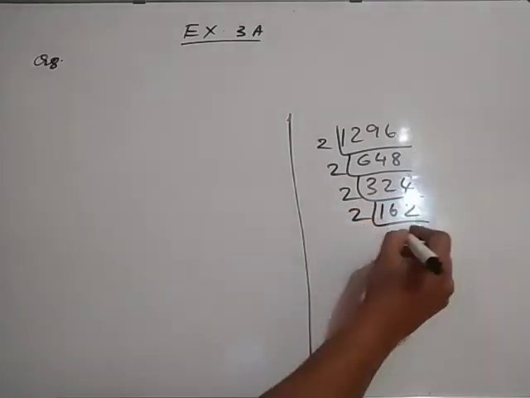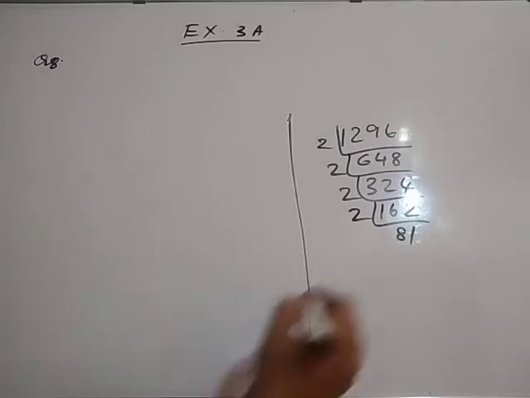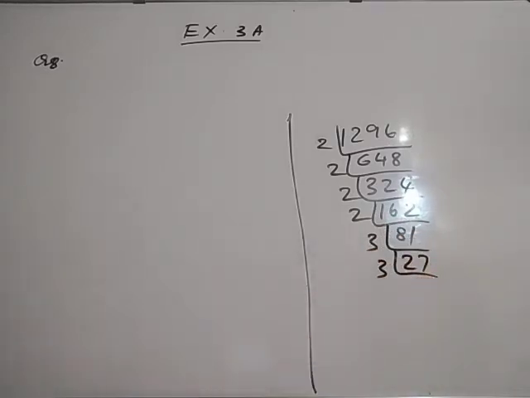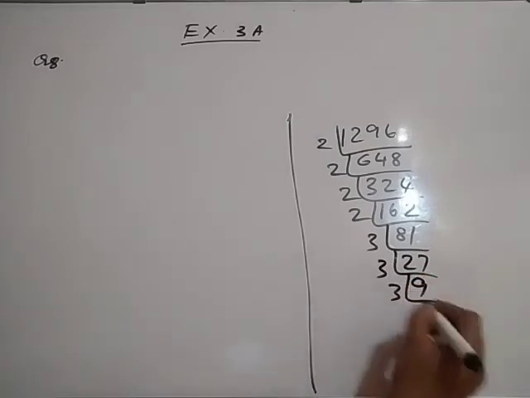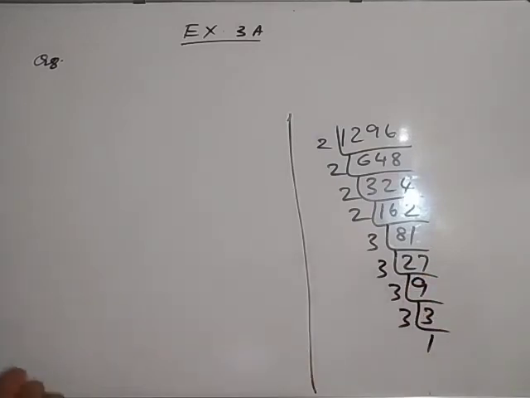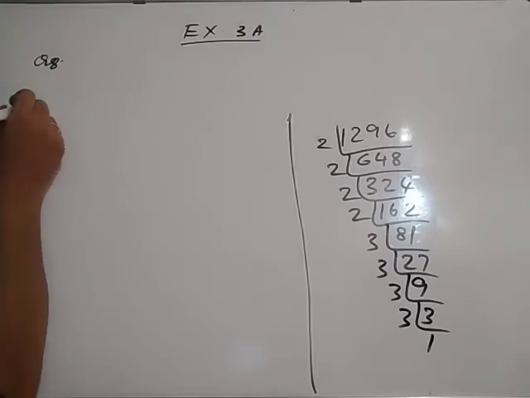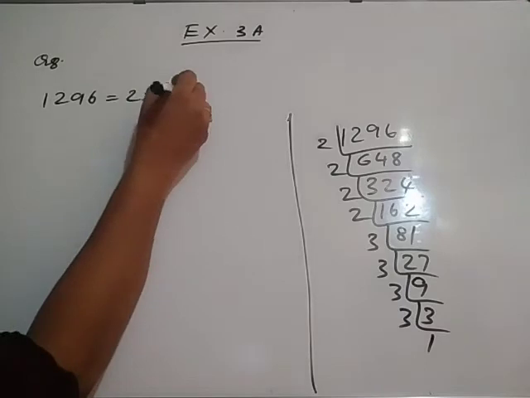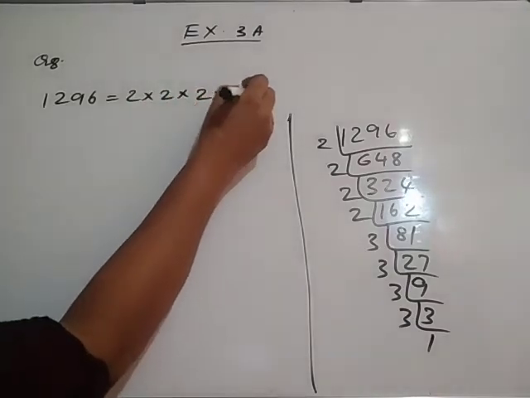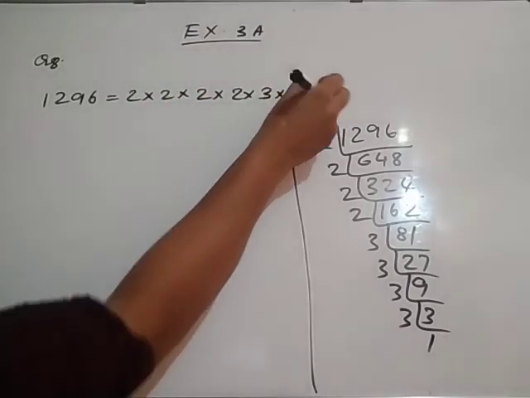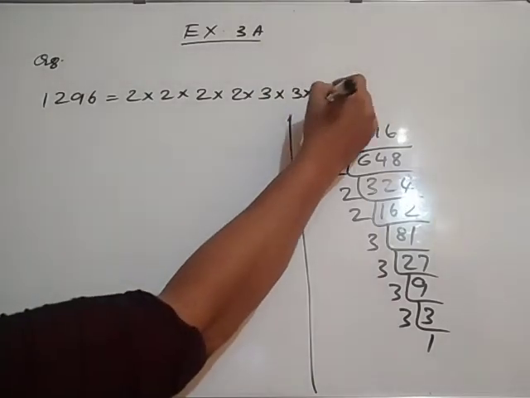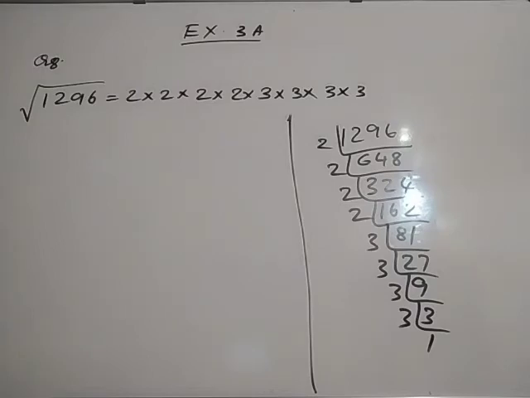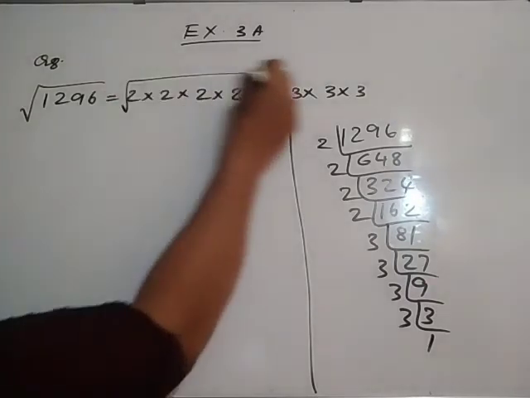divided by 2, 81. 81 is divisible by 3, 27. 27 is divisible by 3, 9. 9 by 3, 3. Okay. Thus we obtained 1296 as 2 into 2 into 2 into 2 into 3 into 3 into 3 into 3. Okay. Then how can we obtain square root of 1296? Yes, take the square root.